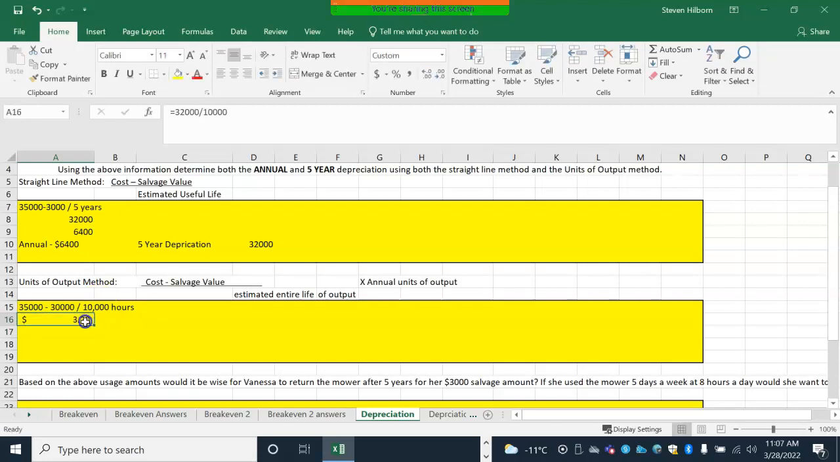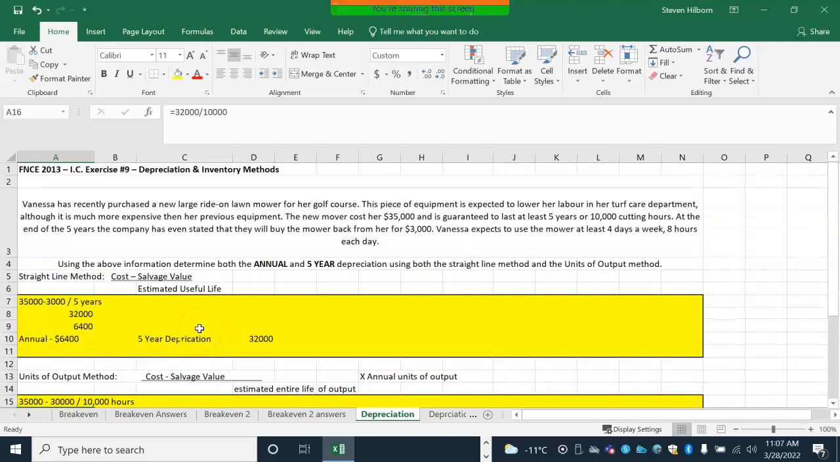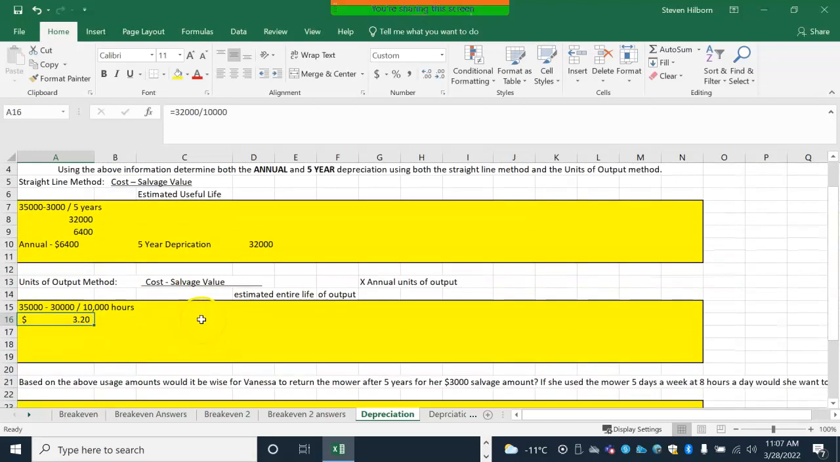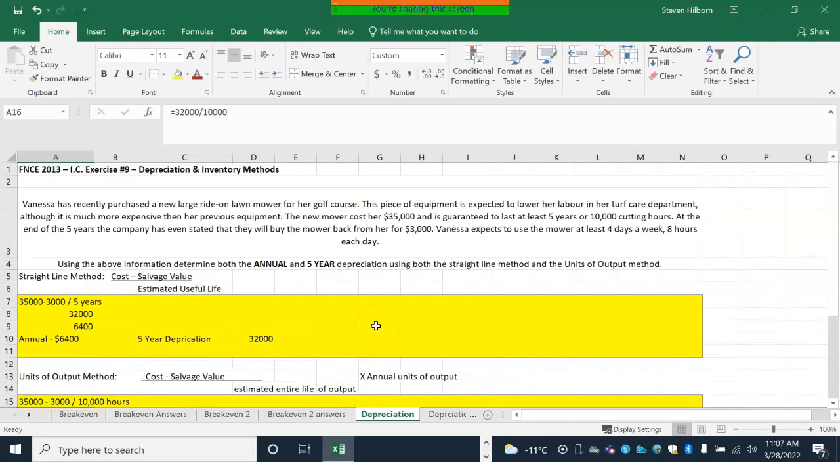So $3.20 is what it depreciates for every hour of driving. Let me make sure I got that right. 35,000 minus 3,000, divided by 10,000 hours. Yep. So $3.20 is the depreciation for every hour.